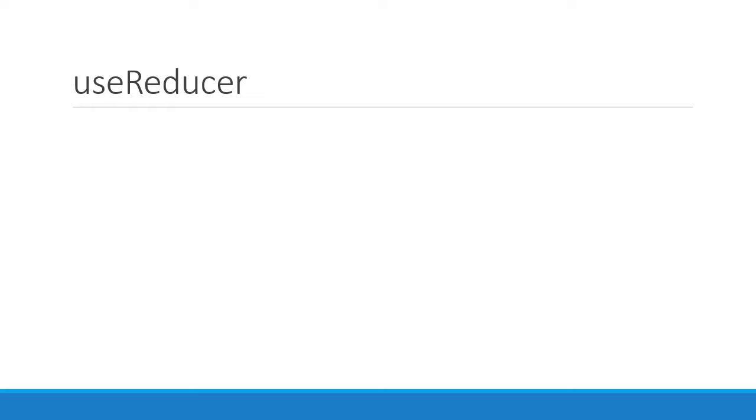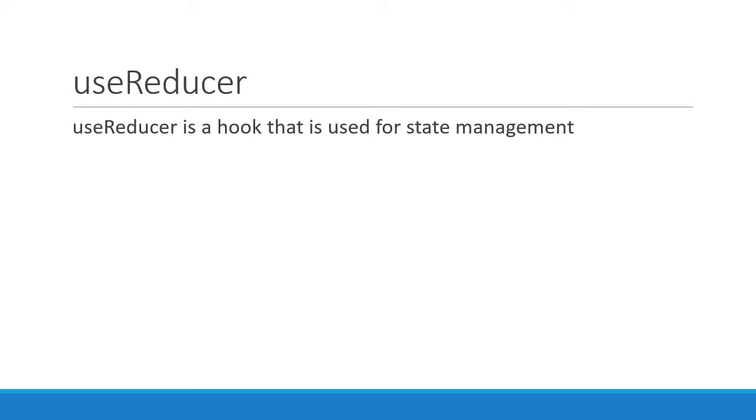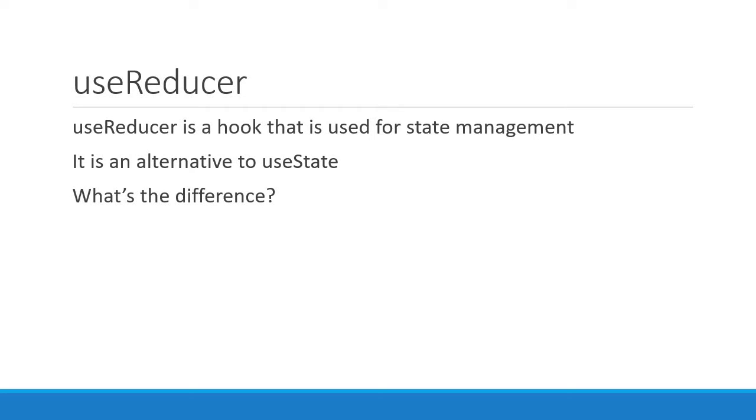Alright, let's begin. What is useReducer? UseReducer is a hook that is used for state management. Now wait a minute, don't we already have useState for state management? Well, that is correct. UseReducer is an alternative to useState. Your next question might be, so what's the difference between the two? Well, useState is in fact built using useReducer. So useReducer is a more primitive hook compared to useState.